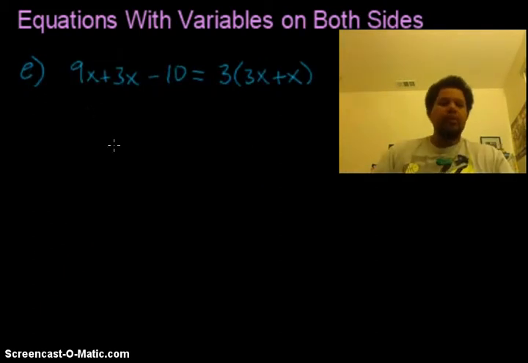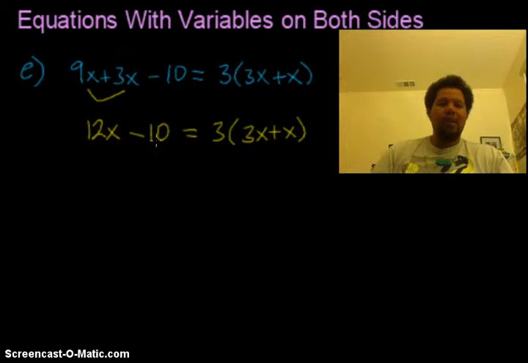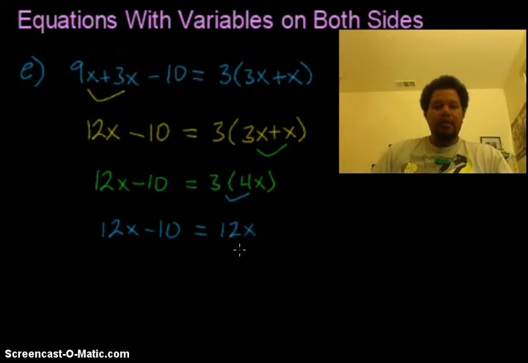Okay, in this example, sorry, let's start over. Here we're going to combine these terms, giving us 12x minus 10 equals 3 times the quantity 3x plus x. Now I can either distribute or combine these like terms, and I will combine these like terms to get 12x minus 10 equals 3 times 4x. I can still simplify this right side, so I'm going to multiply, and now we get 12x minus 10 equals 12x.